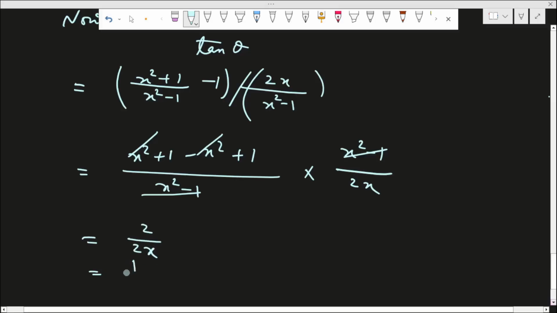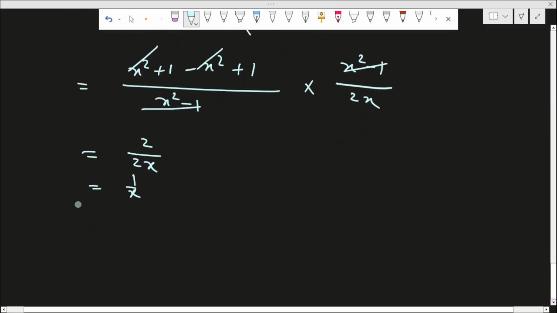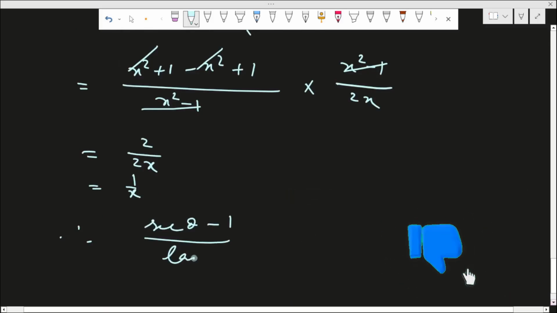Equal to 2 by 2x, that is 1 by x. So in both cases the answer is same. Therefore sec theta minus 1 by tan theta is 1 by x.